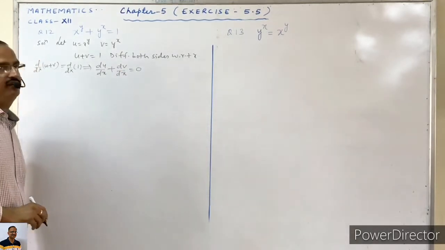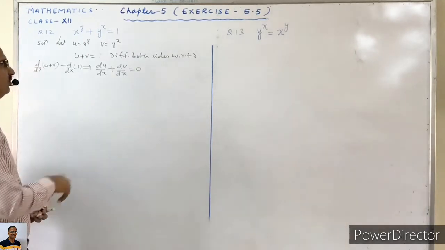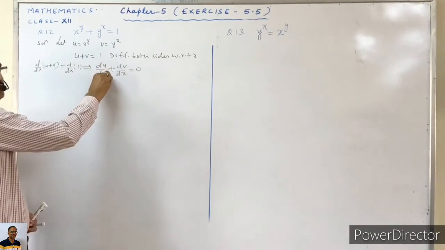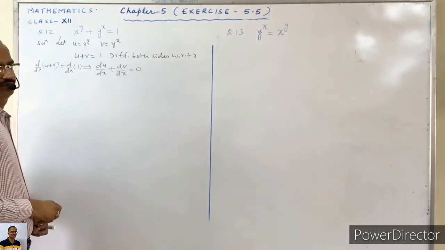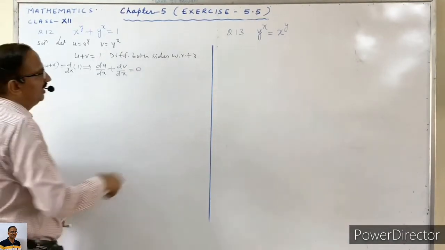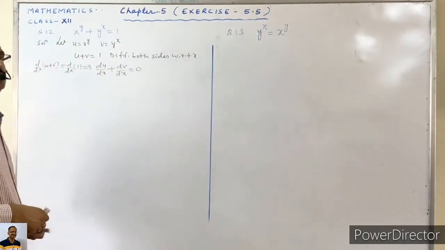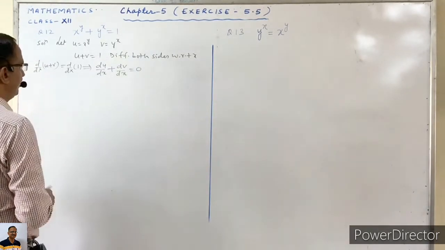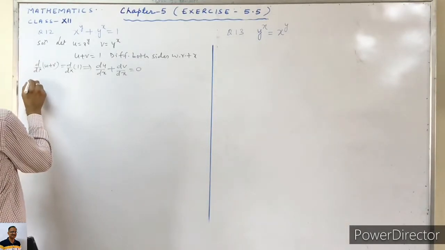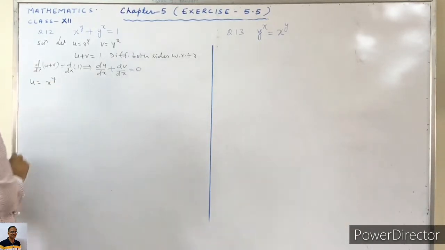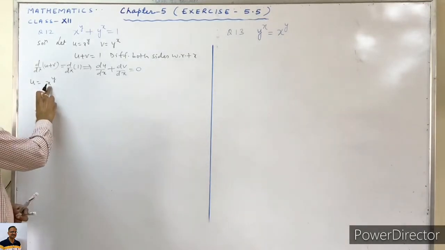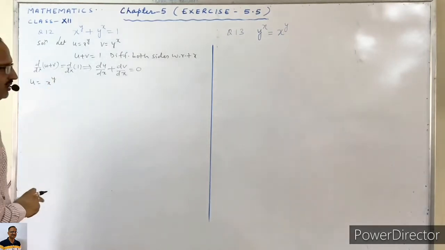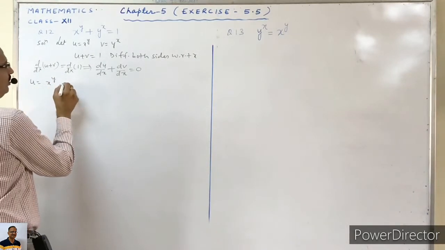It means we will find the value of du by dx and dv by dx separately and put in this equation. But here we can directly use logarithm. So first of all we will find du by dx. So u is x raised to power y. Now in this x is a function and its exponent is again a function. So we will use logarithm.